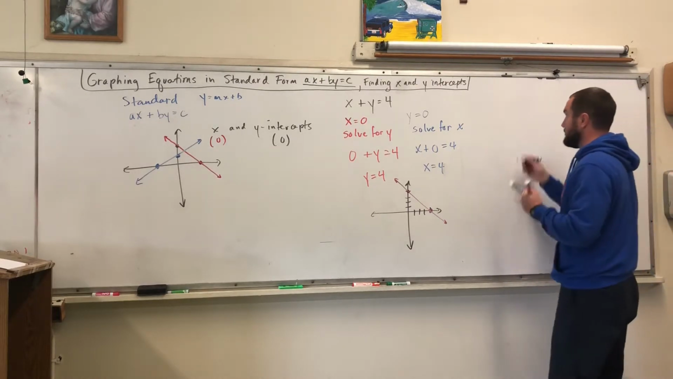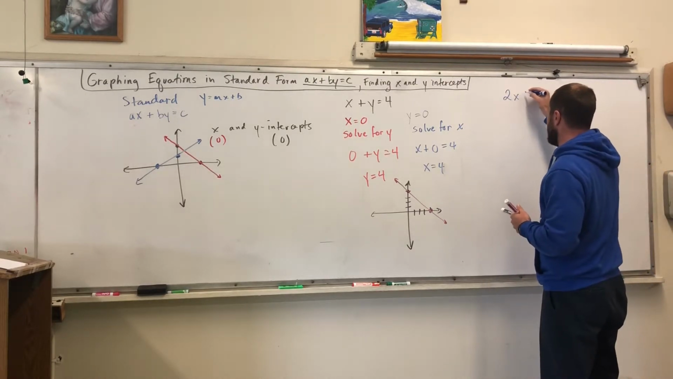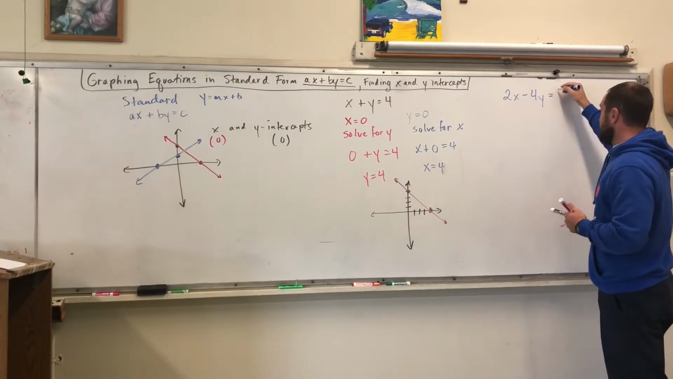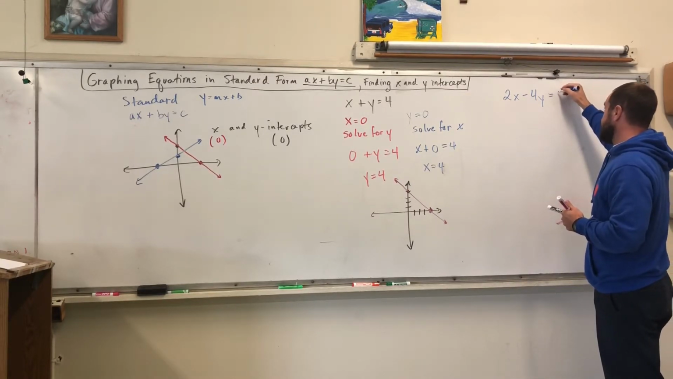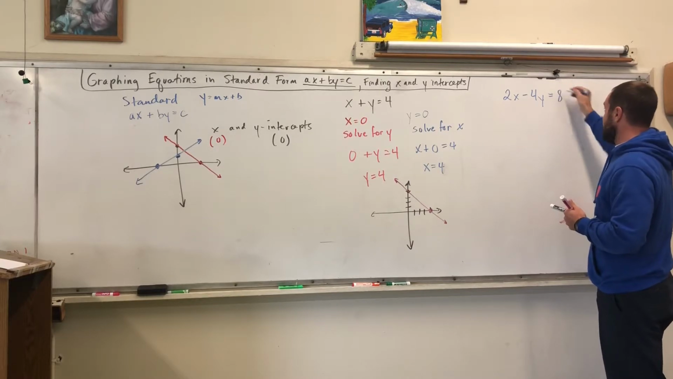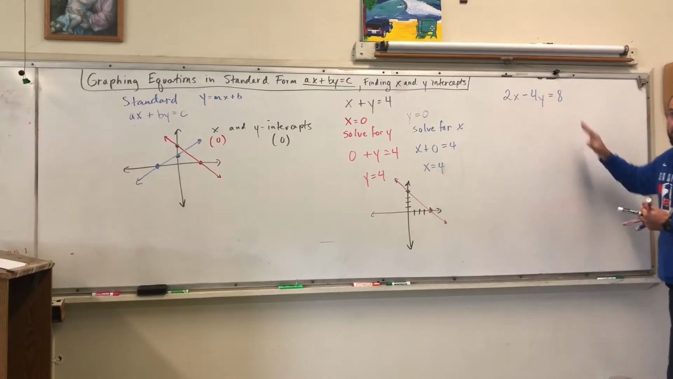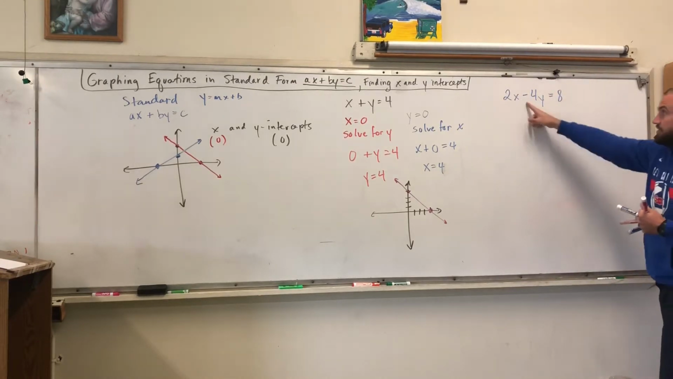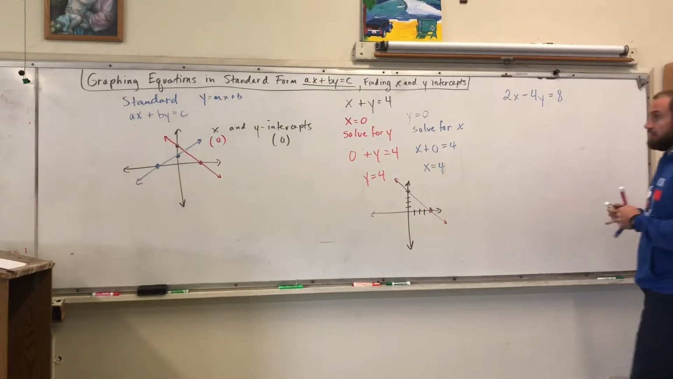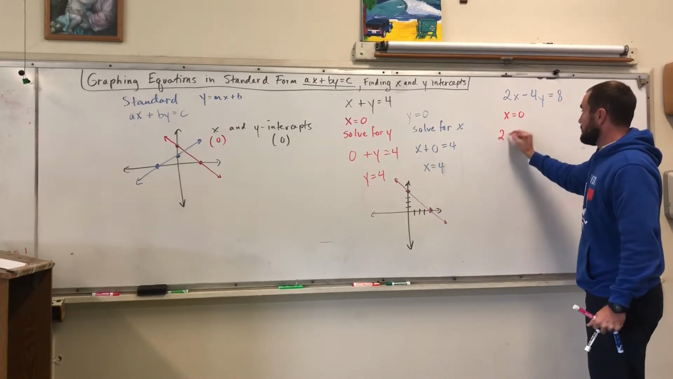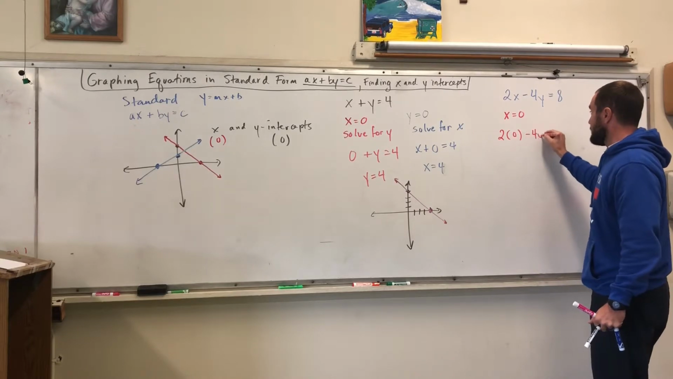But let's say you get something a little bit more complicated. I don't want to give you guys a fraction just yet, but let's say they're giving us something with coefficients here, and they're giving us a negative sign here. Same process. X equal to 0. 2 times 0 minus 4y is equal to 8.